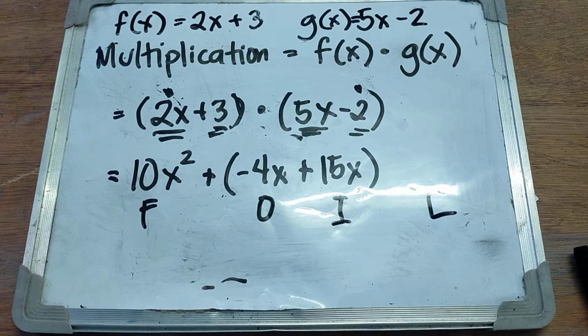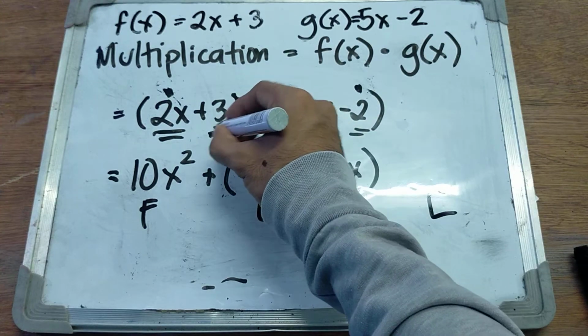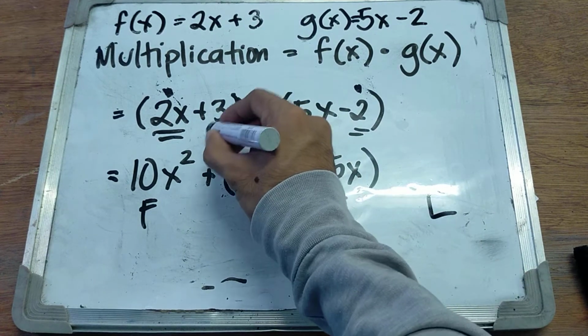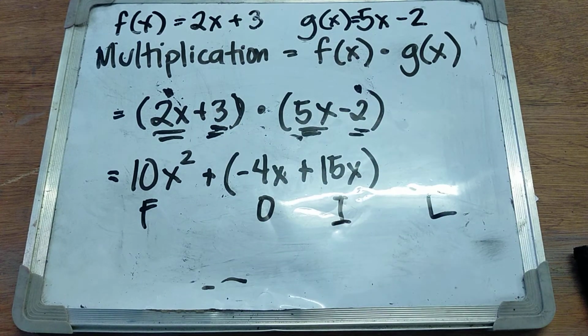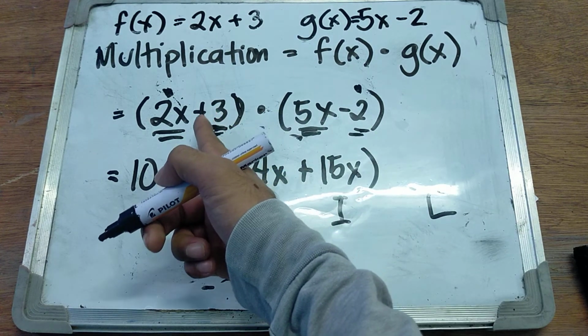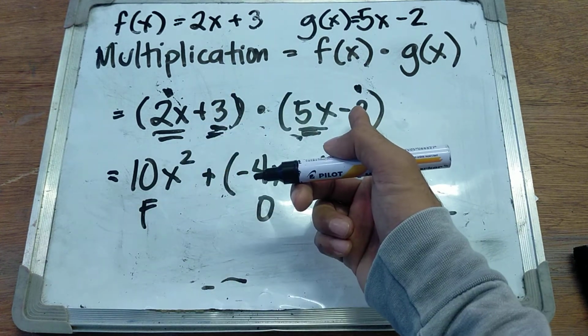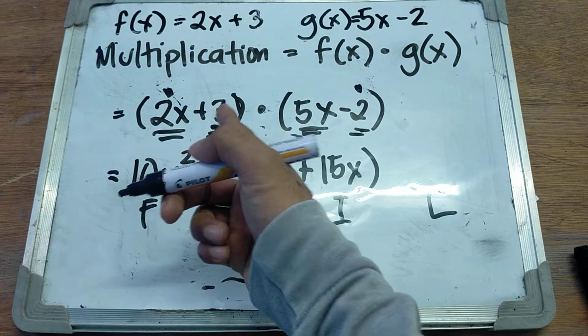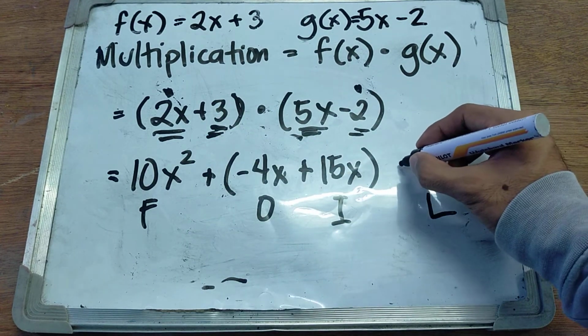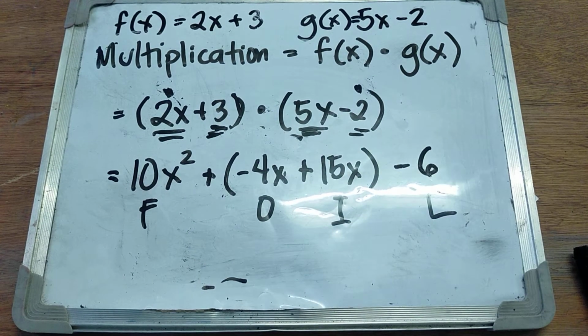Okay? And then, next is to multiply the last term, which is the positive 3 and the negative 2. So, applying the multiplication rule of integers, multiply a positive and a negative, which will give us a negative result. So, positive 3 times negative 2, it will give us negative 6.